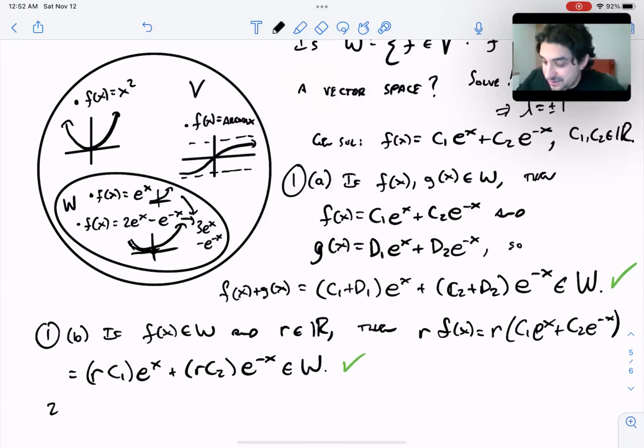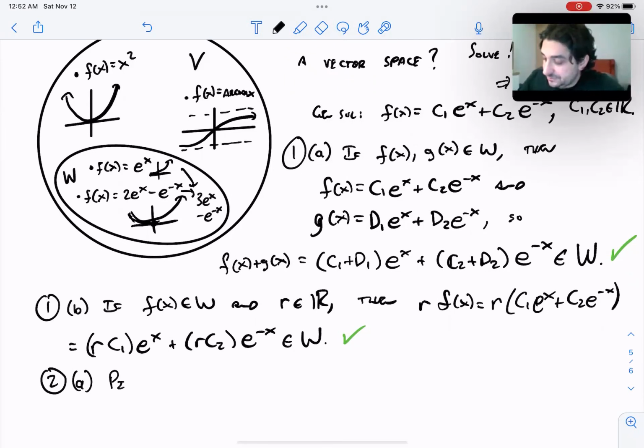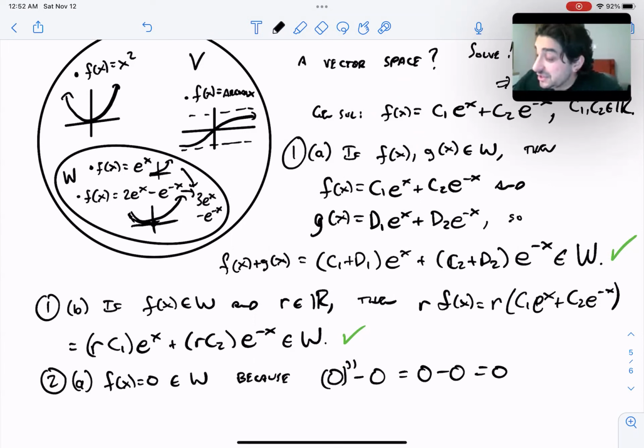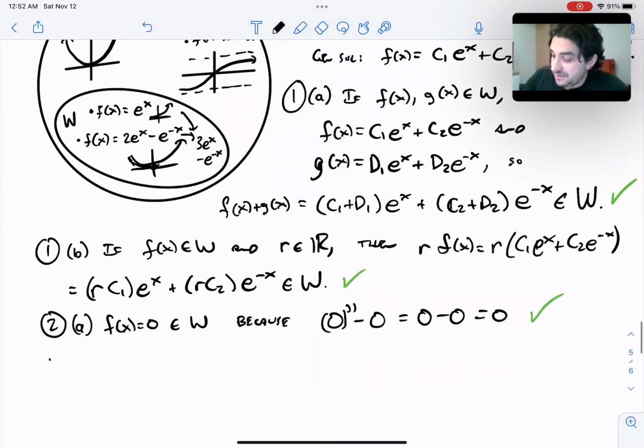Lastly, and no less importantly, you have 2A. Yes, it is true that the constant function f of x equals 0 is in W because, well, just test it. Plug it into that differential equation: 0 double prime minus 0 is 0 minus 0, which is 0. So it solves the differential equation that is the membership condition for W. So there we go. By the subspace theorem, W is a vector space. It's a subspace of V.